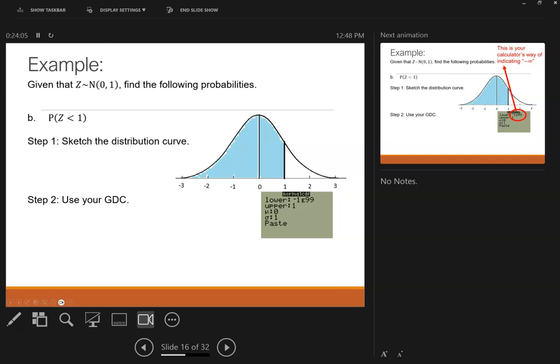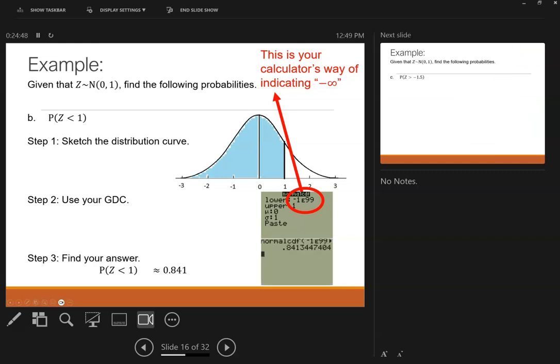Uh-oh, the lower is, this goes on forever to -infinity, right? So when I type it in, I can't type -infinity into my calculator. So what I'm going to do is type the smallest number that my calculator can hold, which is -1 times 10 to the 99th. That'll serve as my proxy for -infinity. To get that times 10 to the power button, that little E for scientific notation, you press second and the comma. If I do that, then it comes out to be about 0.841 or about 84.1%.